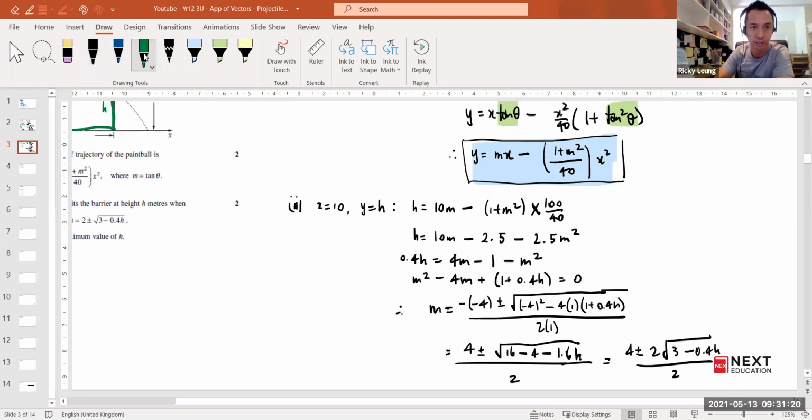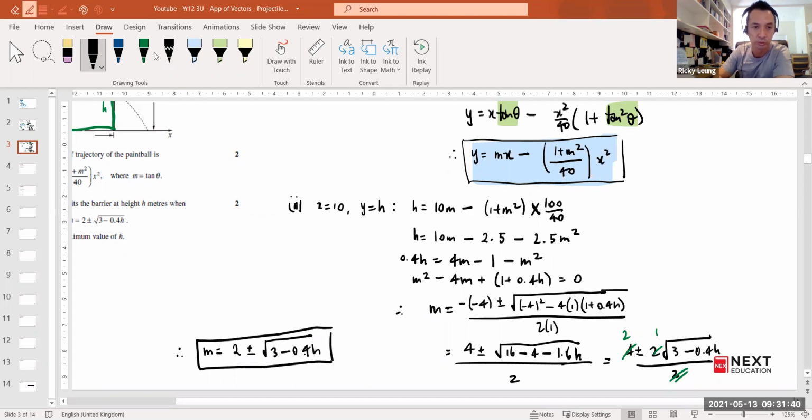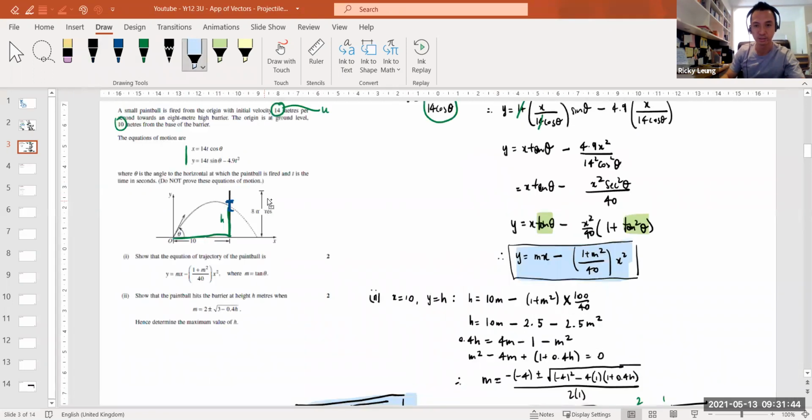And you get exactly what you want to say. Let's see, 2, 2, 2, and you get 2 and 1 there. So my final answer, therefore, m equals 2 plus minus root 3 minus 0.4h. So nothing too hard about that, hopefully. It's just a little bit of algebra, and just make sure you get your quadratic right.